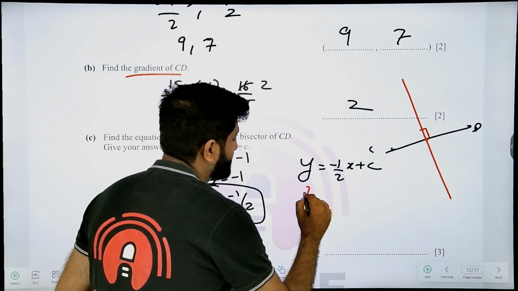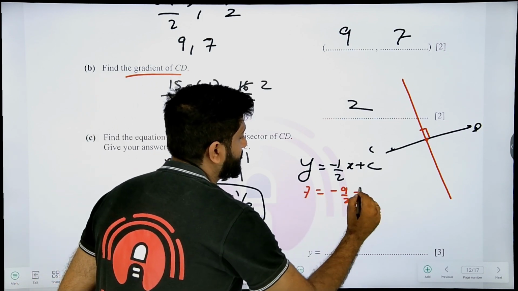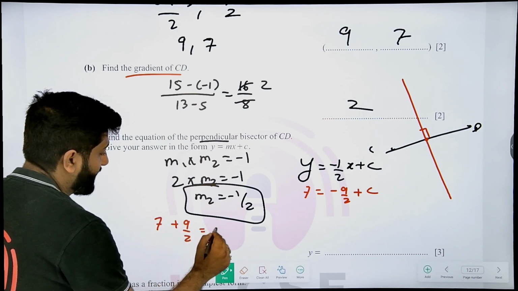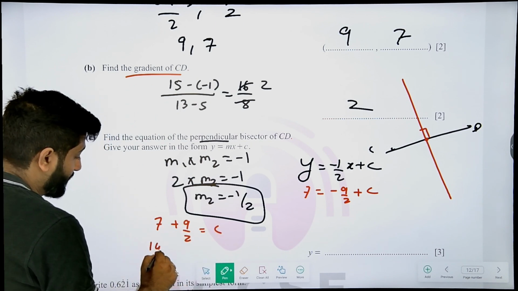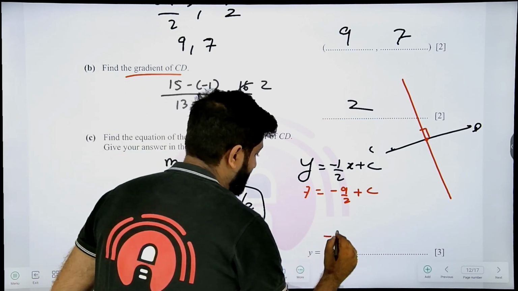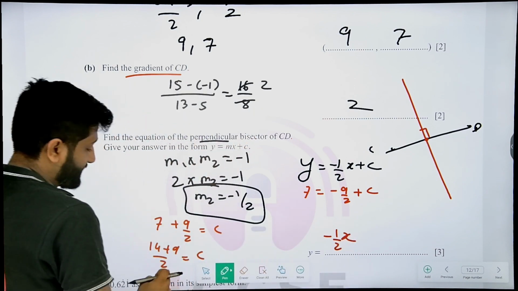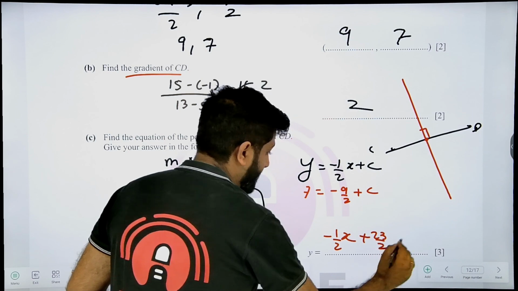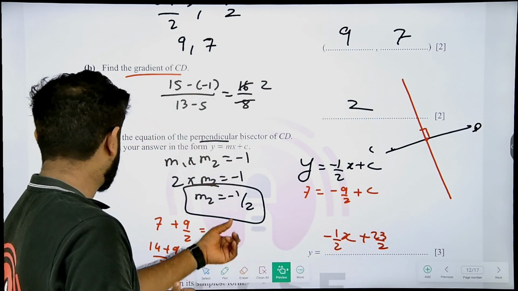So I can write this as 7 is equal to minus 9 by 2 plus c. So 7 plus 9 by 2 equals c. So 14 plus 9 over 2 equals c. So the equation is y equals negative half x, 14 plus 9 is 23, plus 23 by 2. This is your answer, right?